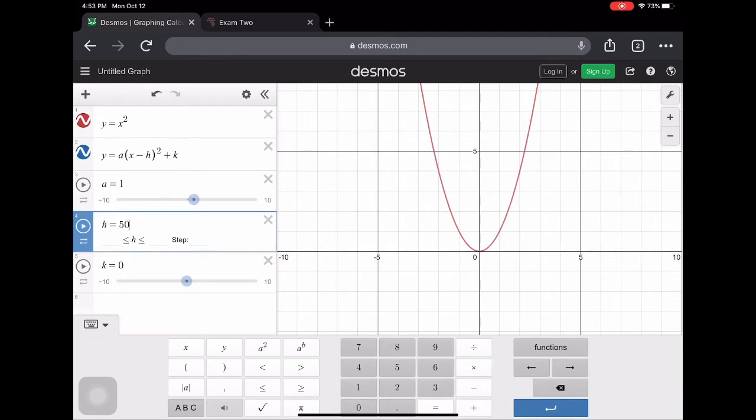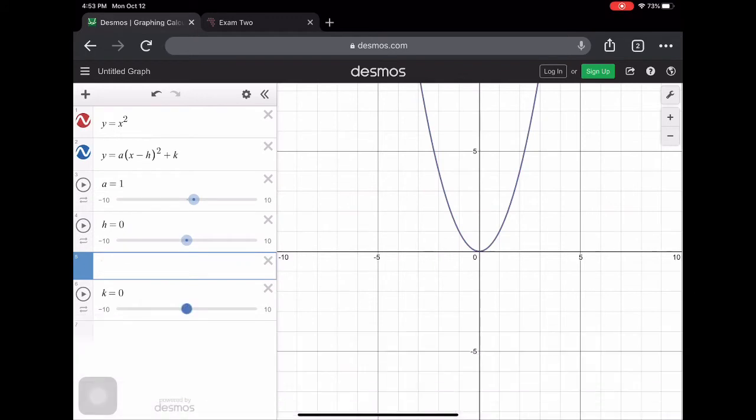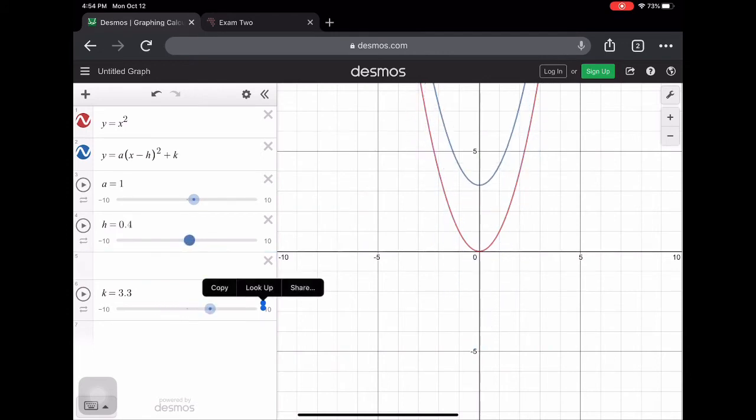Let's go back to using my k value. If I adjust my k up, my graph goes up. If I make my k negative, my graph goes down. So k on the outside of the function moves the graph up and down, and h inside the function moves it left and right. Well, what about a?